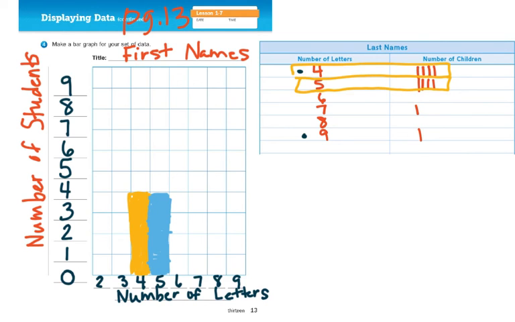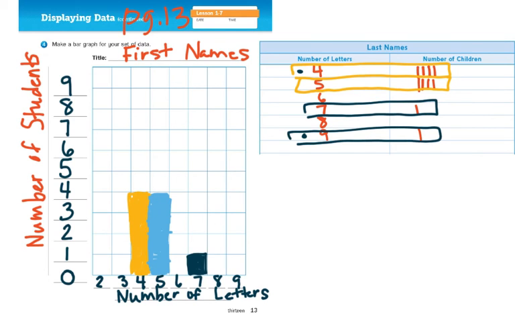Move on to 7. 7 letters. 1 student had 7 letters. So that represents that 1 student. This student right here. And the next one, 9. So I'm going to shade in 9 letters. There was 1 student. And notice I'm going across and looking. There's the 1.